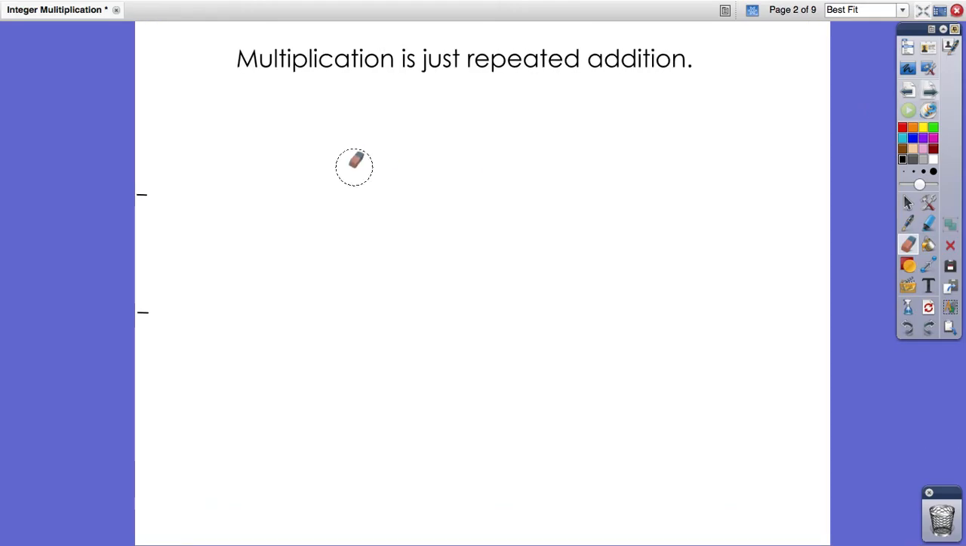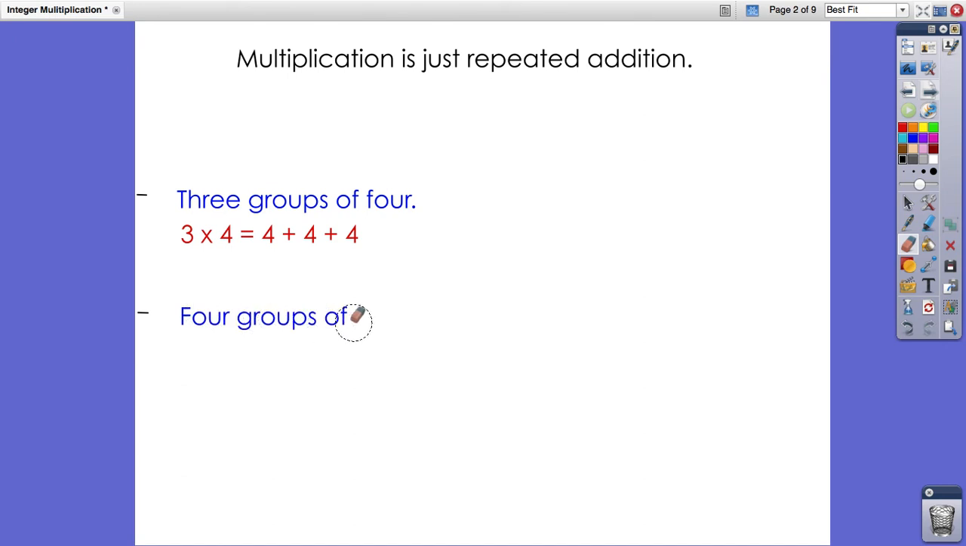So multiplication is just repeated addition. And that's what I want us to remember when we look at the rules for multiplying integers. So we know three groups of 4 can be written as 3 times 4 or 4 plus 4 plus 4, where we literally have three groups of 4. And we know that the answer to this is 12. And this is just basic review.